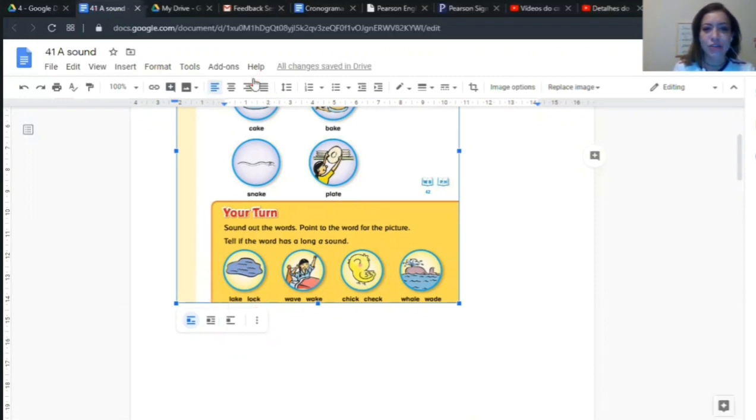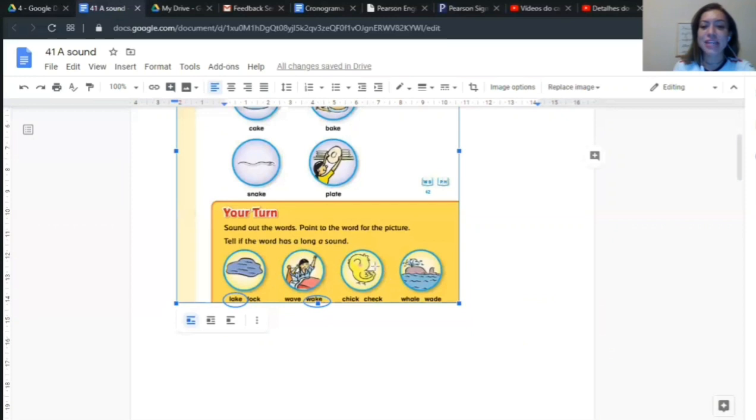So let's just circle lake here. All right, you can circle it there as well. Podem circular ali no livro de vocês também, all right? And you hear the word, okay, let's repeat, lake. That's the long A sound. This one here, there's a girl waking up, a menina tá acordando. So it's wake, right, wake.